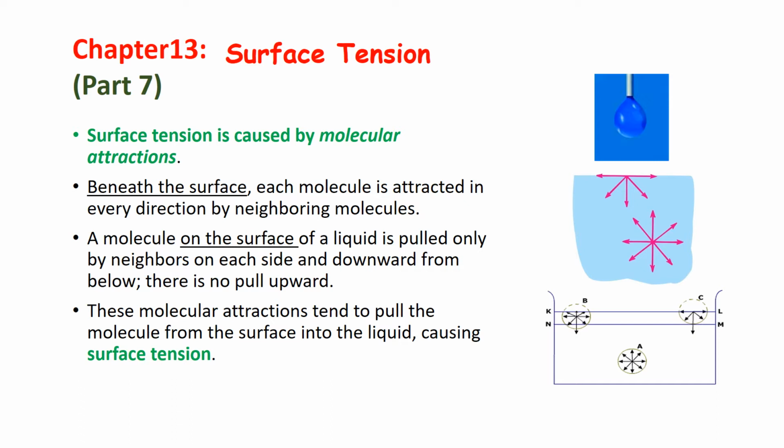On the other side, a molecule on the surface of a liquid is pulled only by neighbors on each side, which means from air as well as from the liquid. It will be pulled downward from below because of the liquid, and there is no pull upward because the air has no attraction. This molecular attraction tends to pull the molecule from the surface into the liquid, which will cause surface tension.